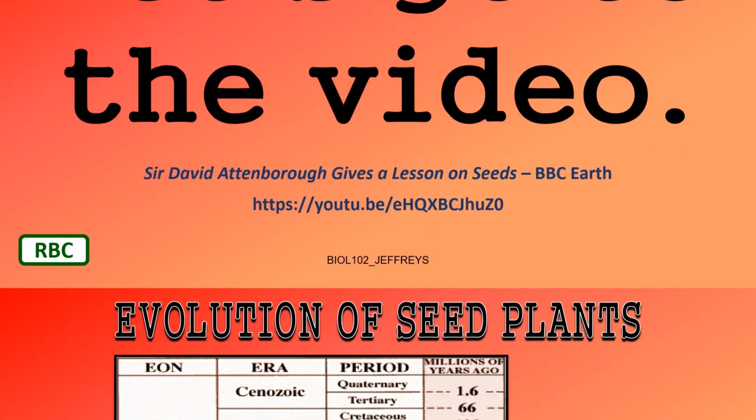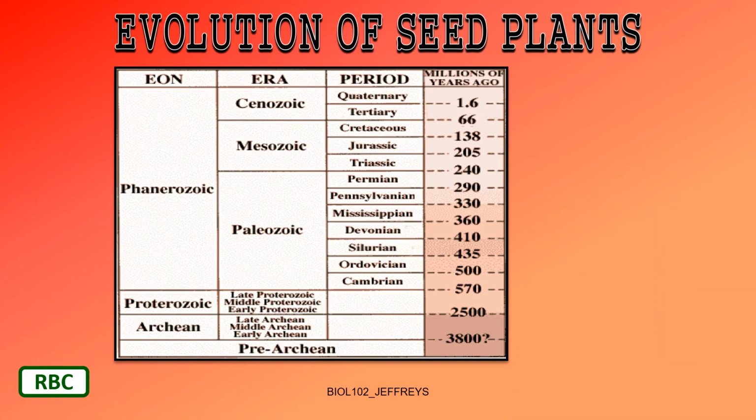Okay, evolution of seed plants. I don't want you necessarily to remember all this, but I want to put everything into perspective. So we had the bryophytes, like the mosses, evolving from, remember, green algae around 500 million years ago. This is million years ago, these numbers.